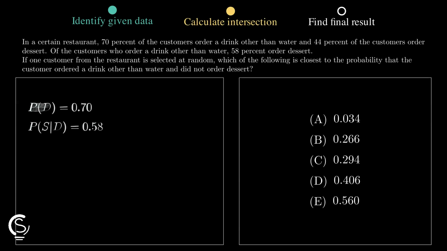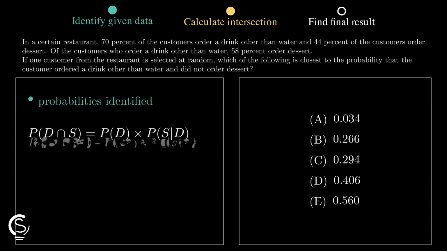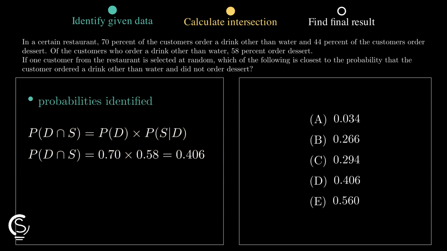Next, multiply these values to find the probability that a customer orders both a drink and dessert, which equals 0.406. Boom, that is our joint probability.